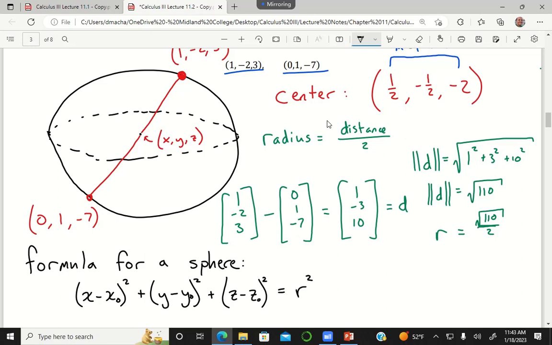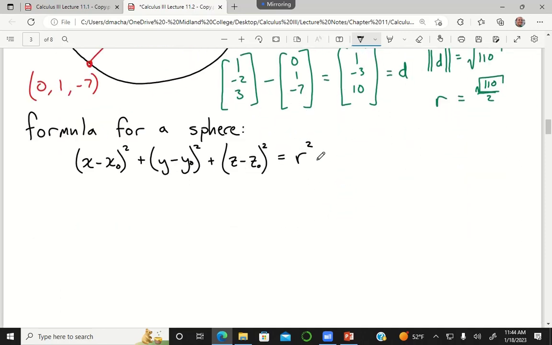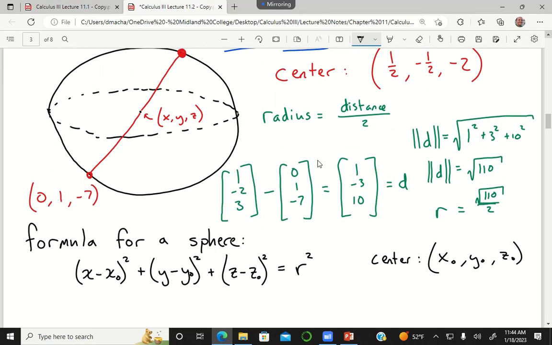Okay. So maybe you remember from algebra class the formula for a circle. This is the same formula, but we just add an additional term for the z coordinate. Okay, so this is the formula for a sphere, where of course r is the radius, and we're saying that the center of the sphere has coordinates x naught, y naught, z naught.